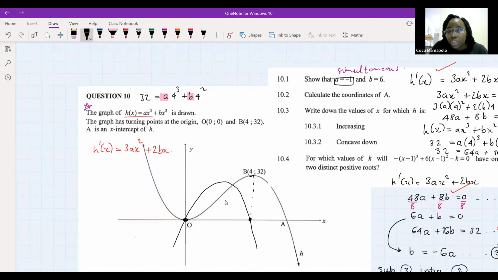Now, we already know the x value over here. The x value over here is 4 and 0. Okay. Do you see where I got that point from? Am I making sense? So if I want to then find a point that I'm going to use with the derivative, it's going to be the point 4, 0.